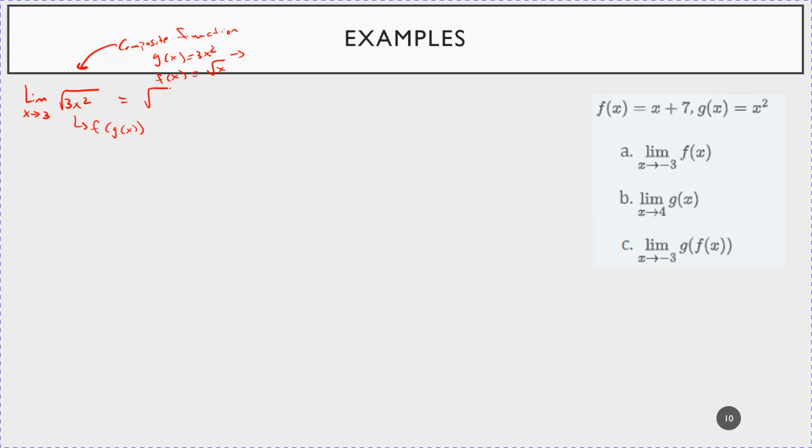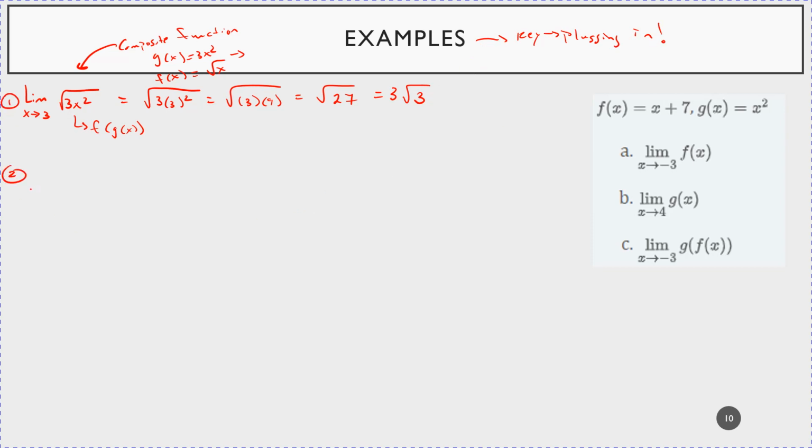So this becomes the square root of 3 times 3 squared. Well, 3 squared is 9, so it's the square root of 3 times 9, which is the square root of 27. Or you can take the 9 out as a 3, and it becomes 3 square roots of 3. So again, really the key takeaway here is you're just plugging in.